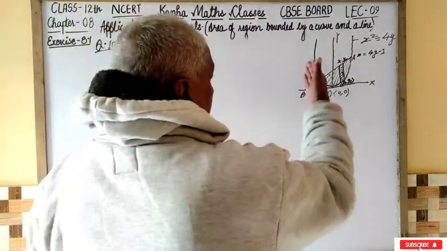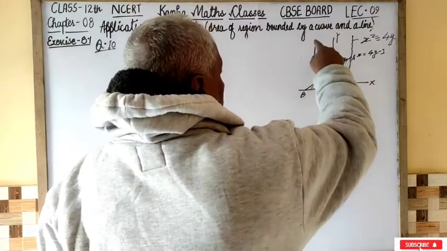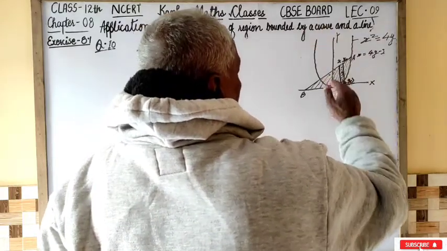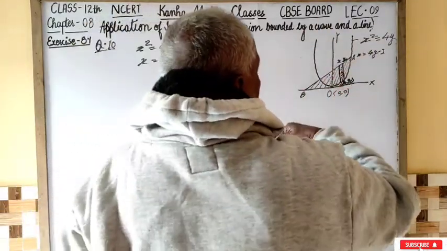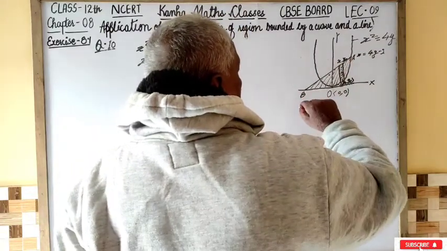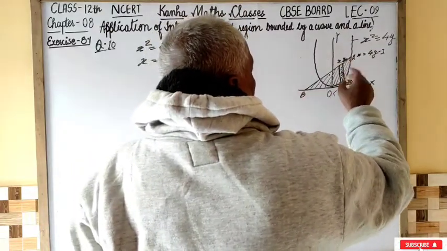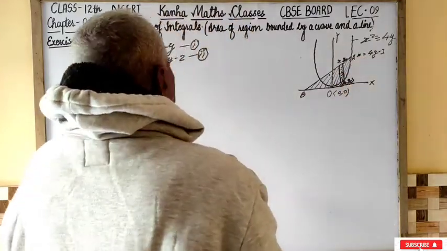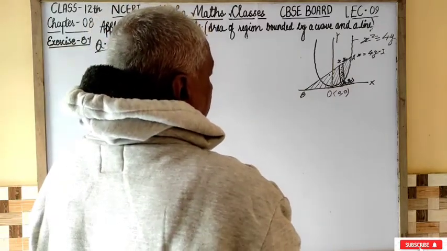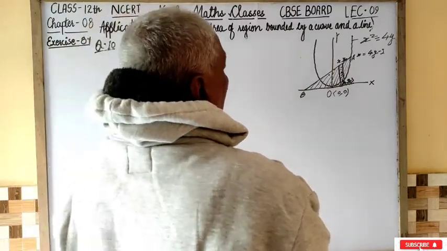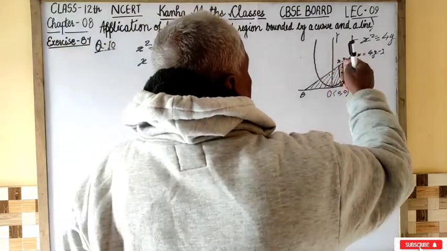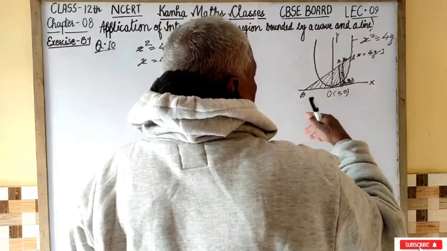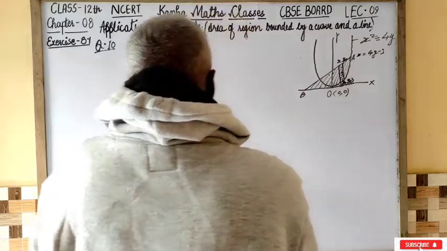By drawing a clear concept on the blackboard, this is the parabola x square is equal to 4y along with the positive y-axis, and this is the straight line AB, having vertices A and B. Now we will find the point of intersection of the curve and straight line.